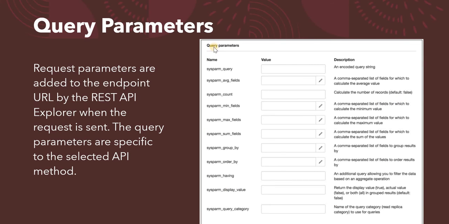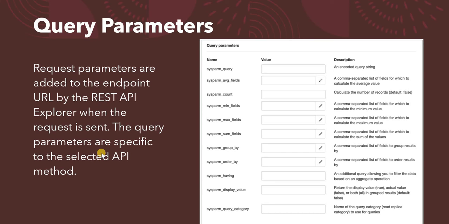Next is query parameters. Request parameters are added to the endpoint URL by the REST API Explorer when the request is sent. The query parameters are specific to the selected API method. So when you are sending the API request, you can send some additional information for query. For example, if you are sending an encoded query, you can paste it here and it will be sent along with the API. And it says it depends on what type of API method is also being used.